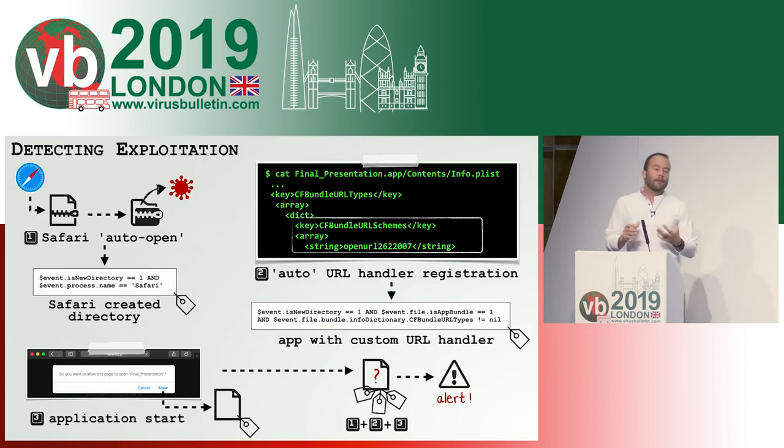So the first thing we want to be able to generically detect is the exploitation attempt, the initial infection vector. And we can do this by observing a few rather anomalous activities. First, observing that Safari auto-downloads and extracts an application is something of note. Then that same application triggers the registration of a custom URL handler. And then finally, that same application, which was just auto-downloaded and auto-registered, is then launched again via Safari.